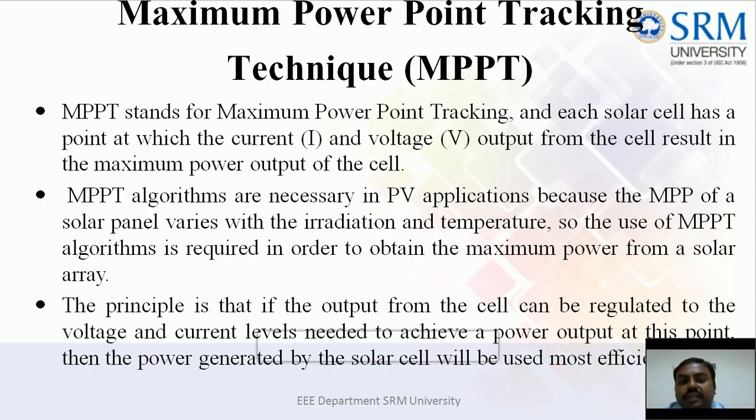So MPPT stands for maximum power point tracking, and each solar cell has a point at which I and V will be maximum. The product of I and V will be maximum. We have to see to it that the panel operates at this particular point for the given irradiation and temperature. So this is what is called MPPT, as I have explained.